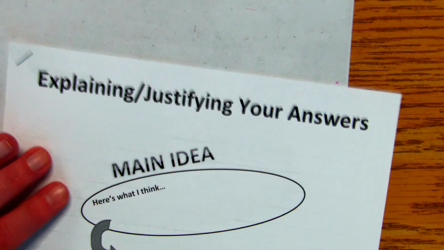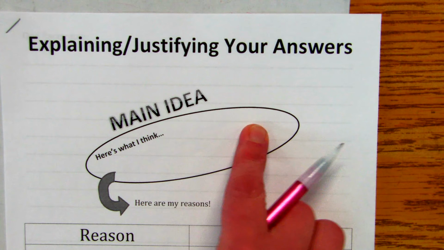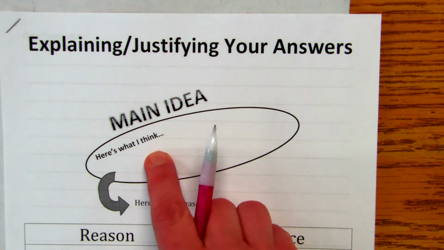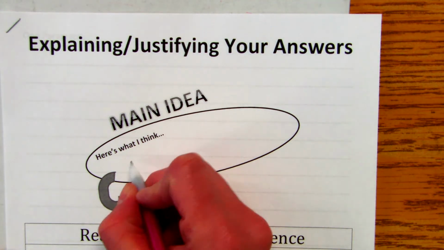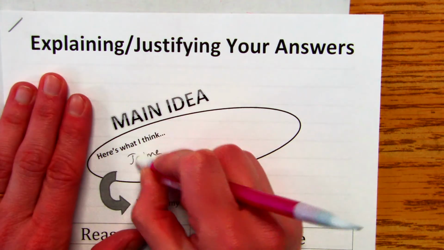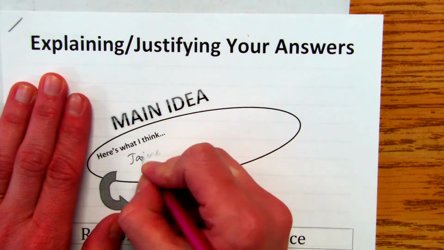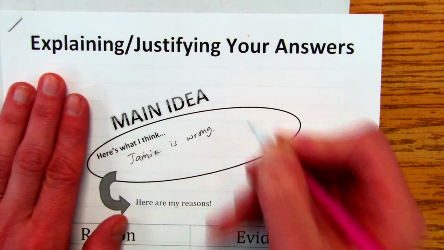So we have a new little graphic organizer. In this bubble up here, we're going to write the main idea. Here's what I think. You already worked through this starter a little bit in your own words, and you all agreed that Jamie was wrong. So I would put, here's what I think. Jamie is wrong. That's what I think.